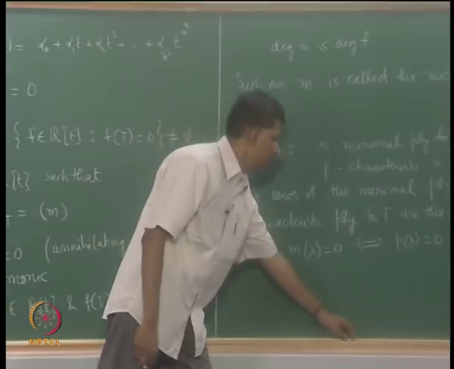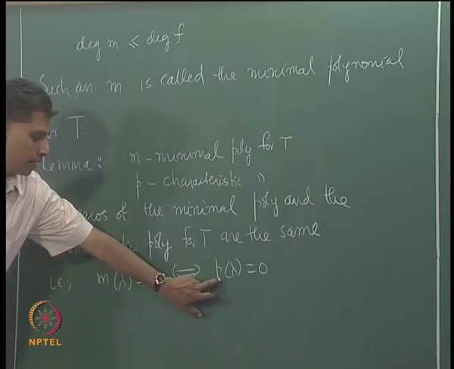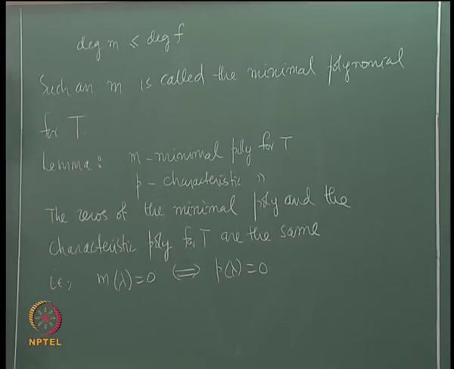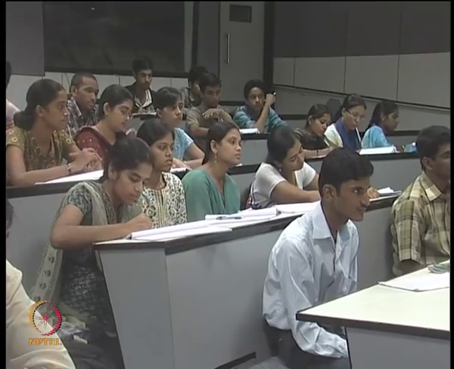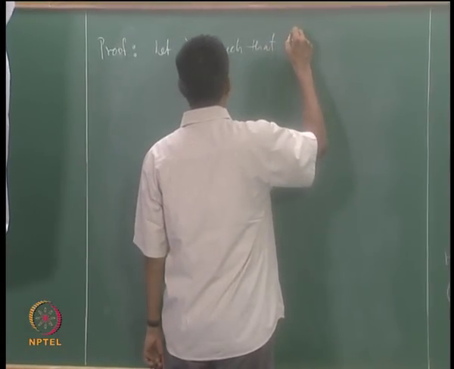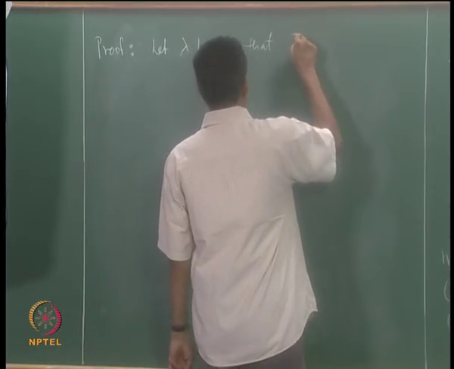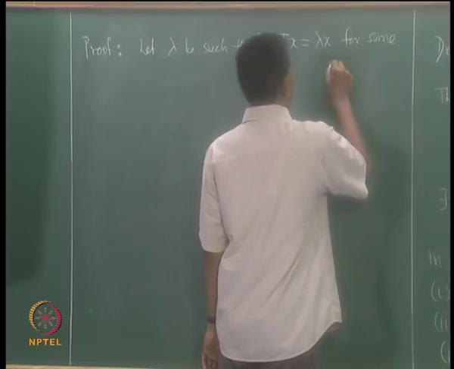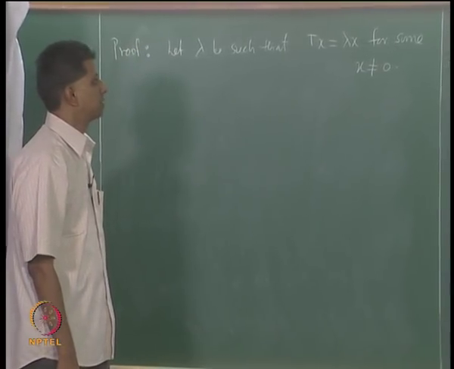How do you prove it? Can you see that there is a connection now? P is the characteristic polynomial, so any root lambda of the equation P of t equal to 0 is an eigenvalue. So the zeros of the minimal polynomial are the eigenvalues of the operator. Proof, we need to show that. Let lambda be such that T x equals lambda x for some x not equal to 0. That is, lambda is an eigenvalue of T, x is a corresponding eigenvector.